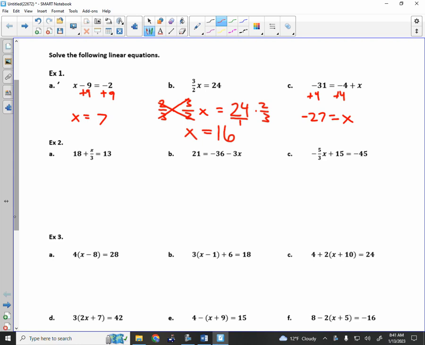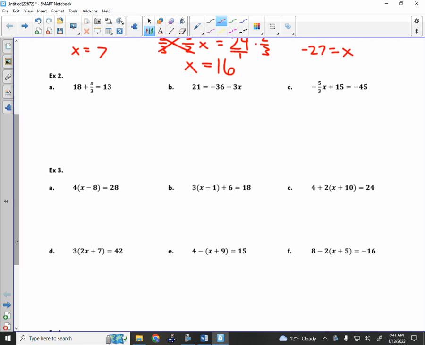Sometimes we come across two-step equations. What are you going to do for letter A? Going to subtract our 18. We're left with x divided by 3 is equal to negative 5. And how do I get rid of dividing by 3? I'm going to multiply both sides by 3. And so x is negative 15.